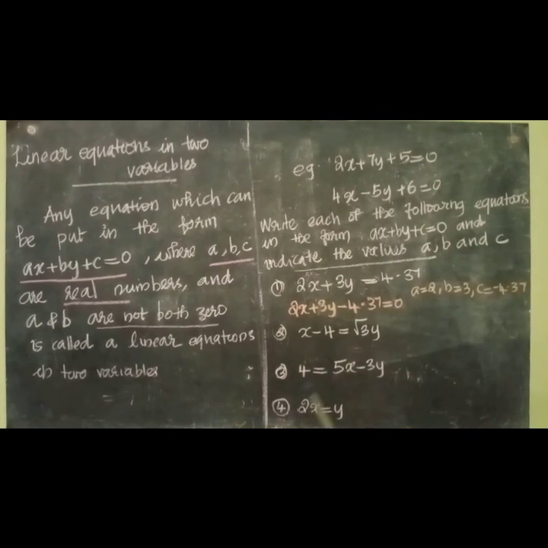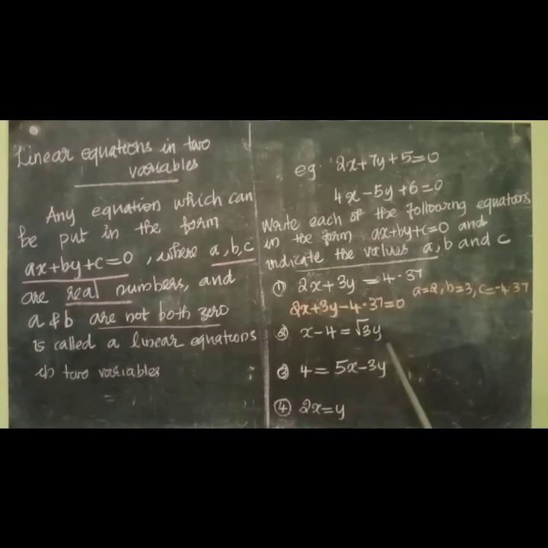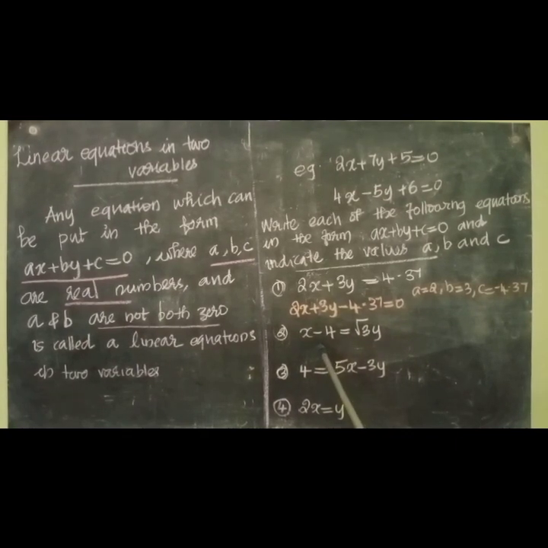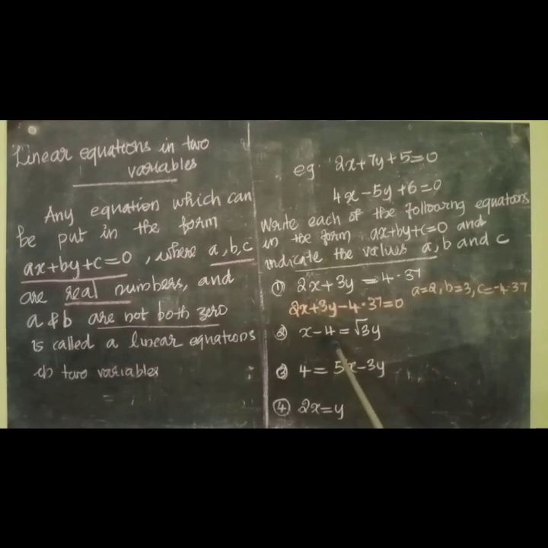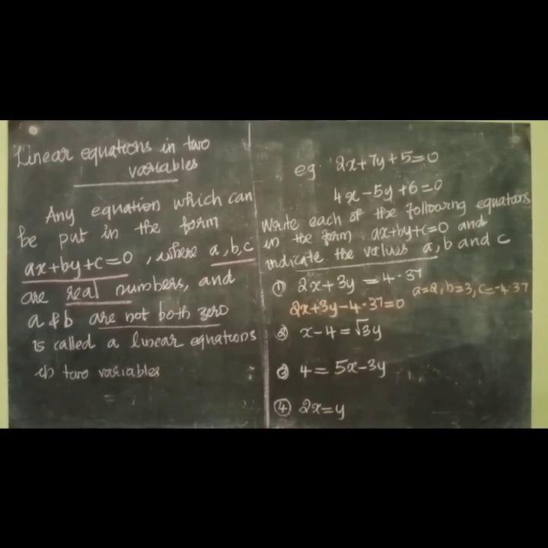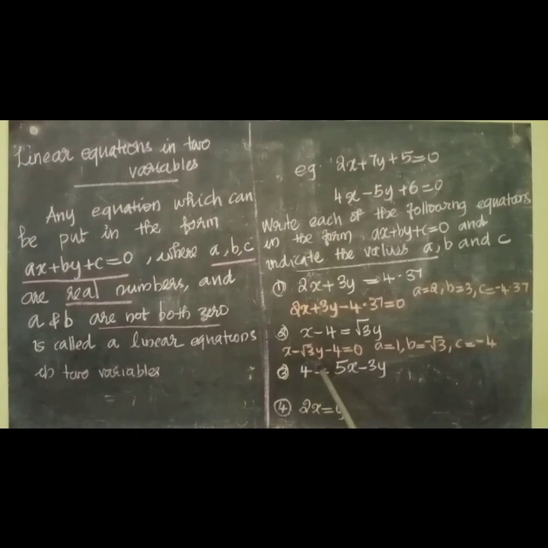Next question, x minus 4 equal to root 3y. Here the second term, the number with y, is on the right side. We can take it to the left side. The first is ax, second term is by, third term is c. Keep in that order. So we can write it as x minus root 3y minus 4 equal to 0. This plus root 3y we took to the left side, it became minus root 3y.